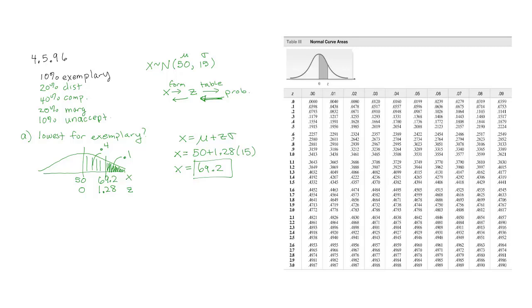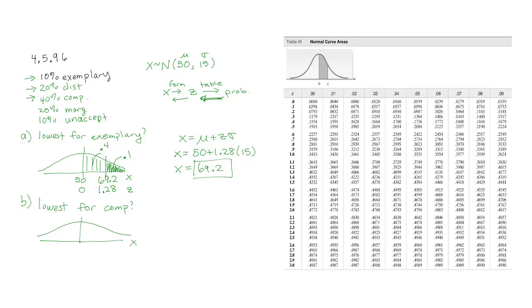Part B is a little trickier, though it's a very similar question. It says we want to find the lowest score for competent. Now, we know that 10% are exemplary, 20% are distinguished, and 40% are competent. So that means a total of 70% of employees are competent or better. So how do we draw that?